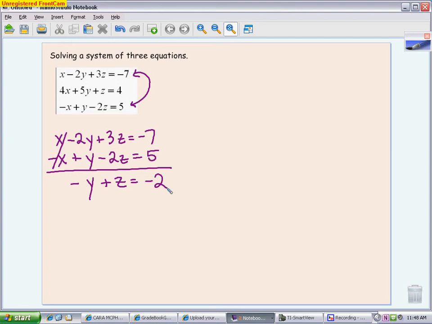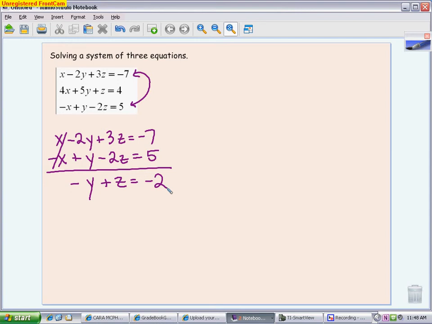Now what you have to do, and this is usually where the mistake comes in if students make one, is pick a different combination of lines. I picked line 1 and 3 the first time, so I have to pick something different, but I have to get rid of the same variable. If I already decided to get rid of x's, I need to get rid of x's again, but I can't pick line 1 and 3 this time.